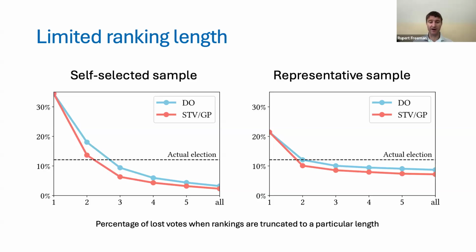And this, of course, isn't even a fair comparison for our rules because we're not telling the voters that we're going to be truncating their vote. We just took the rankings that they gave us, truncated them, ran the rules, and examined how many votes were lost. So it seems reasonable that in practice, maybe asking people to give a ranking of length 2 or 3 might be sufficient to reduce the number of lost votes.